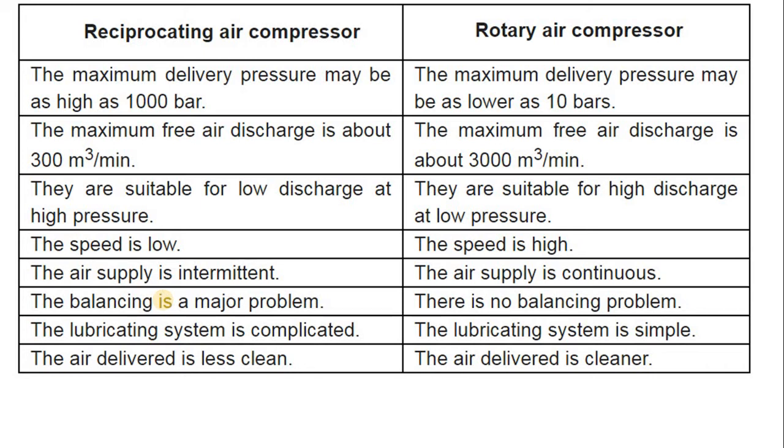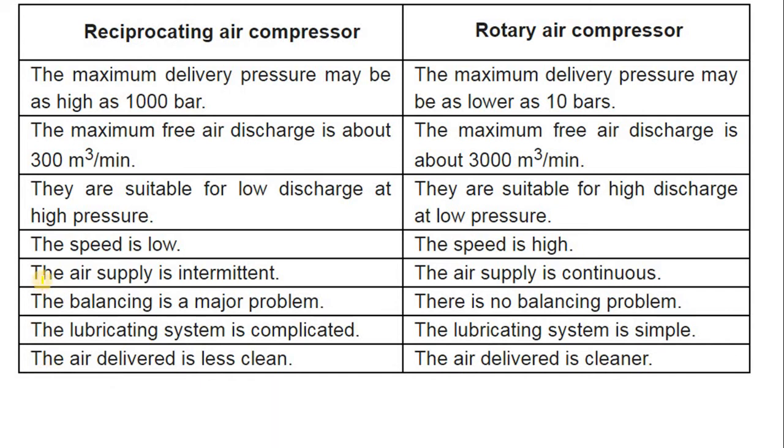Reciprocating air compressors are suitable for low discharge at high pressure, whereas rotary air compressors are suitable for high discharge at low pressure application. In the case of the reciprocating air compressor, the speed is low, but in the case of the rotary air compressor, the speed is very high. So this is the main difference between reciprocating and rotary air compressors.